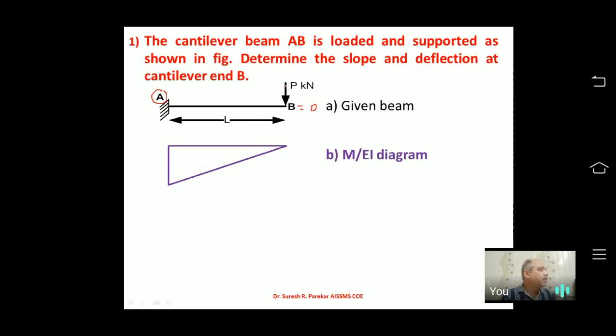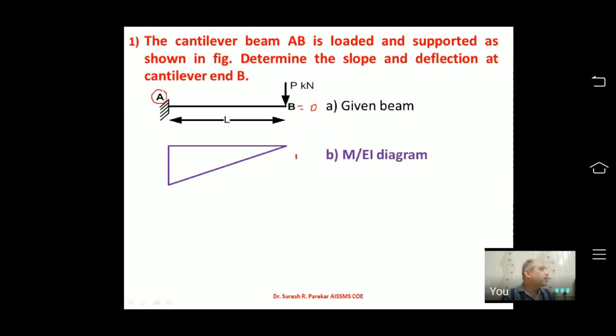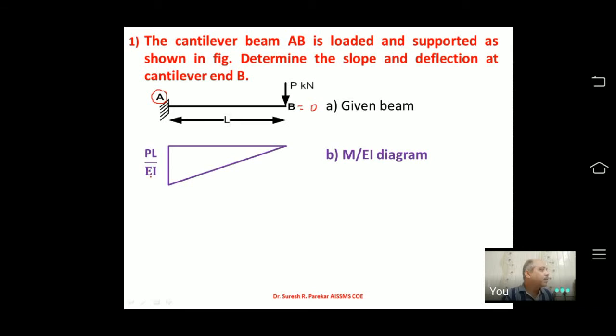We have P and we have L, so we are going to get it as P into L. That will be my bending moment over here. So you can see bending moment is PL upon EI. This will be the bending moment, and we get the maximum at the fixed end, and bending moment at this end is 0. Then you can go to the conjugate beam.